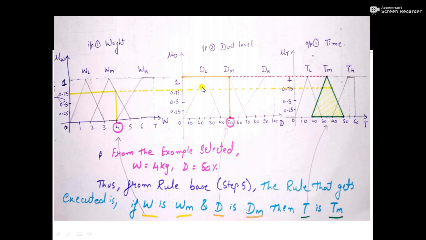Now depending upon these values, the alpha cut for the triangle will be given. Suppose, in this case, this has been projected on this triangle and this is also projected here. So out of these two lines, whichever is the maximum point, that will be considered as the alpha cut. For example, let us say that my weight was 4 kgs and dirt level was 40%.